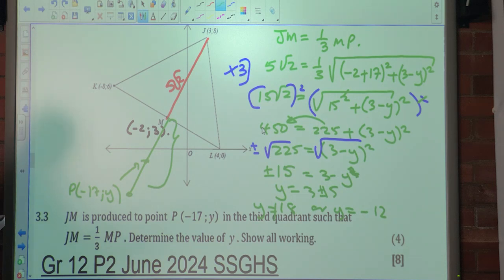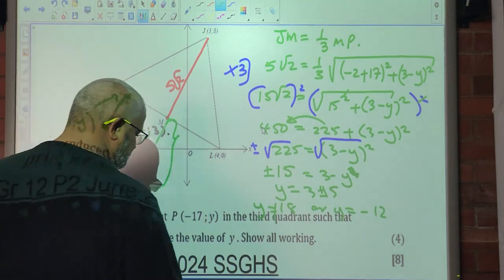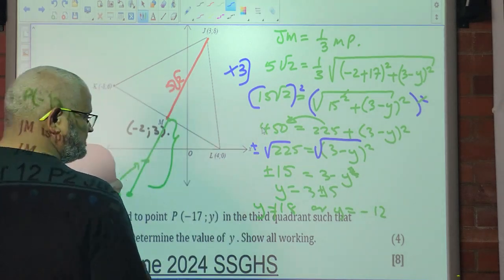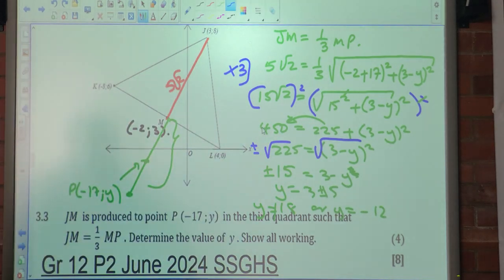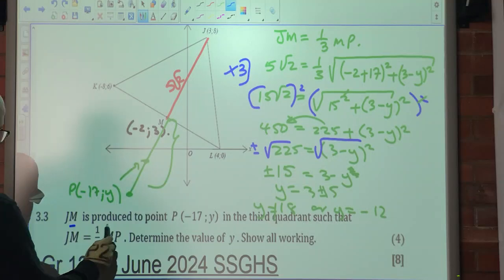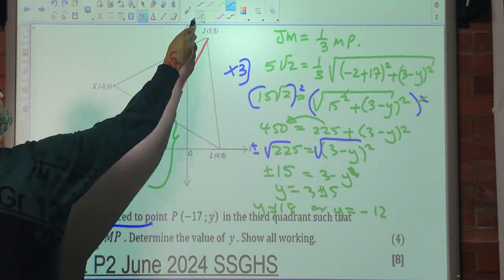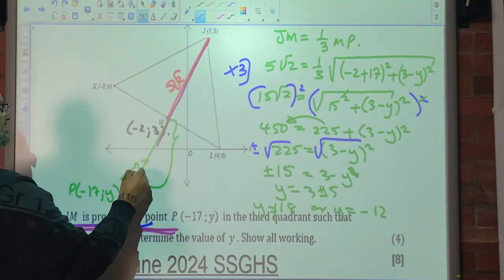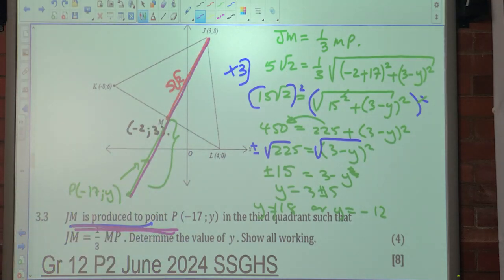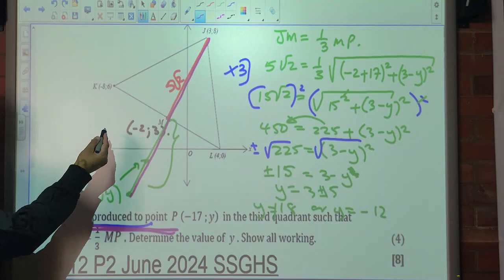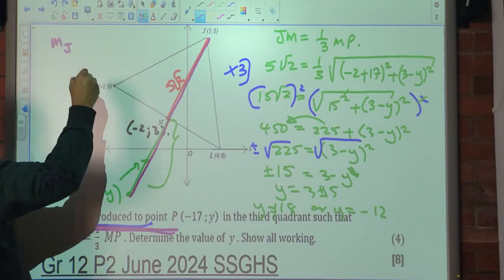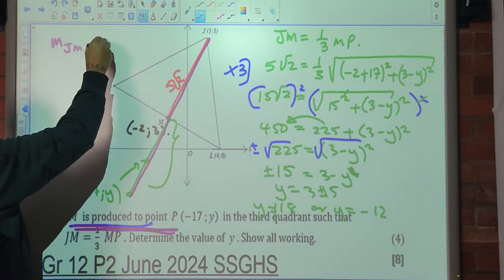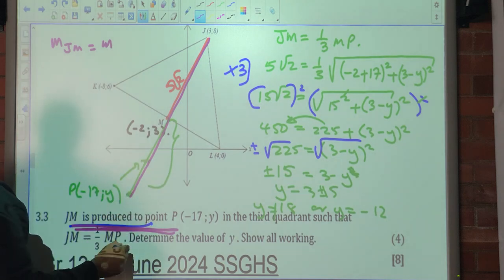There's another way of doing it. You could have worked with the gradient there as well, because the gradient is going to be much easier. We are told that JM is produced. What does that mean? It's actually the same straight line here, so these points are collinear. So the gradient of JM is equal to the gradient of MP.